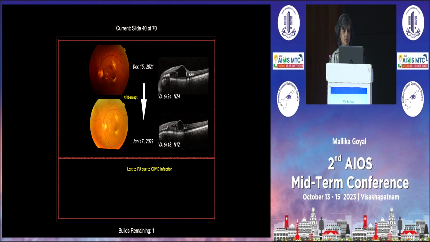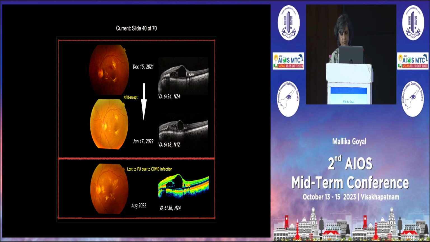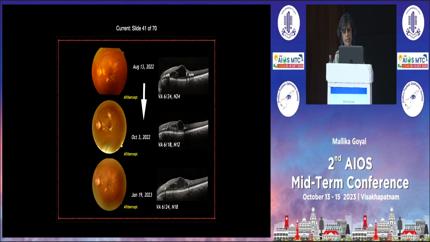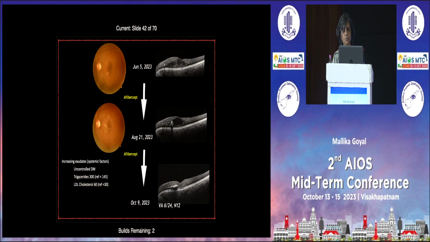When she came to me, within one injection of aflibercept, there was significant improvement, anatomy and vision, but then she was lost to follow-up for 8 months, so she again increased exudates. Again, we treated her every 2 months with marked improvement. By June of this year, there was almost no exudate, but started increasing again because she had very high triglycerides again. So that is also very important.